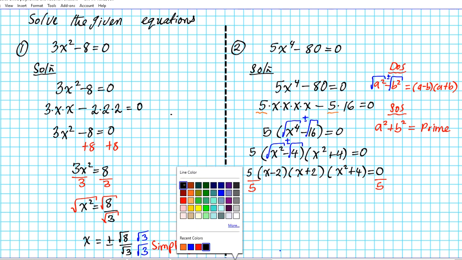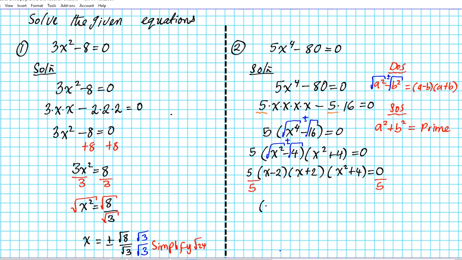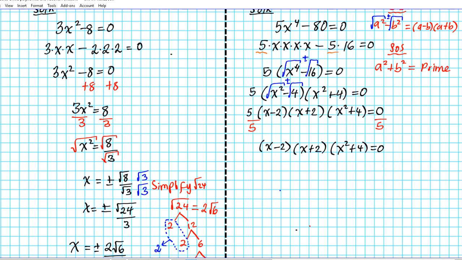So that gives us x minus 2 times x plus 2 times x squared plus 4 equals 0. So remember, you never divide by a variable term, okay? Now we're going to use something called the zero product property to proceed. That involves setting each factor to 0. So we'll set the first factor to 0, the second factor to 0, and then the third factor to 0.